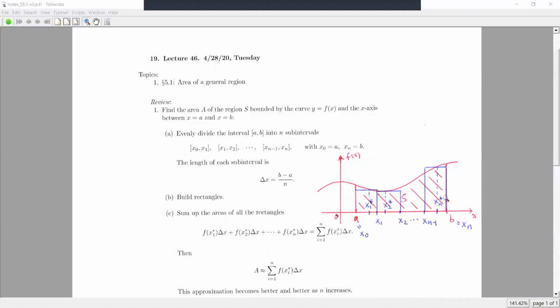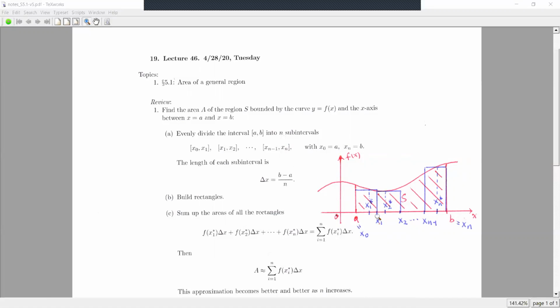Here, I draw a diagram about the region S. This region lies between this curve and the x-axis and between A and B. And I want to find the area of the region S. There are 4 steps. Step 1, evenly cut the interval AB into subintervals.